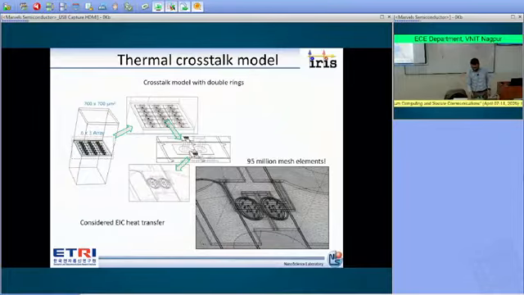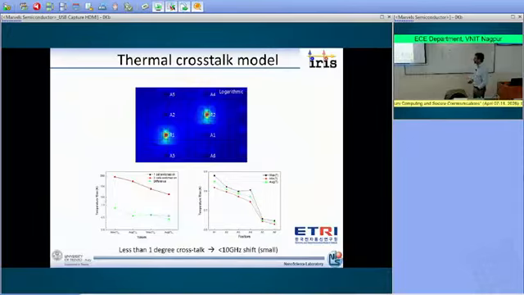Therefore, what we did was to model the heat flow, the temperature rise inside the microring resonators, in order to space the microring resonators at a proper distance so that the thermal crosstalk is completely negligible. This analysis was done in Korea. So here is the model, and these are the results.